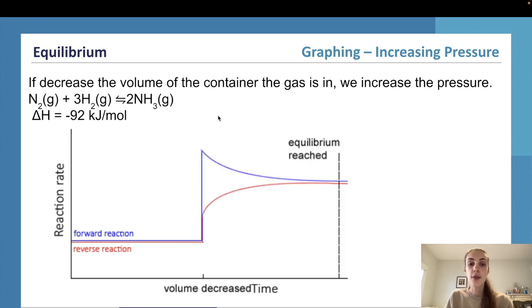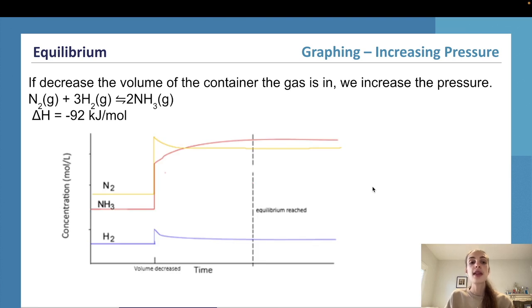So we can see that if we're to graph that, initially, when that volume is first decreased, we see an increase in the concentration and an increase in the reaction rate of both the forward and the reverse reaction. However, we then see that the change in equilibrium is re-established, and we can re-establish our equilibrium again by the lines plateauing in order to re-establish that equal rate of the forward and the reverse reaction.